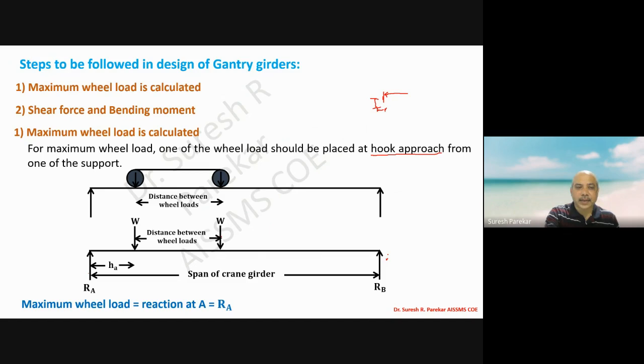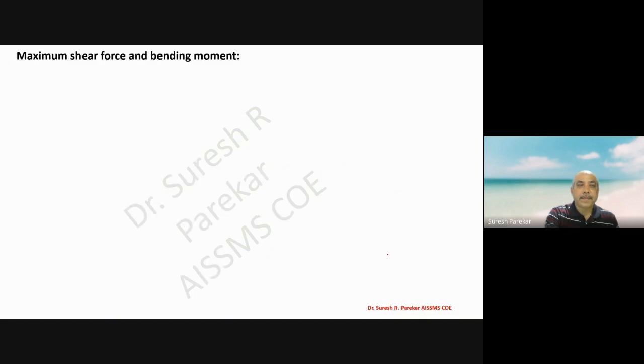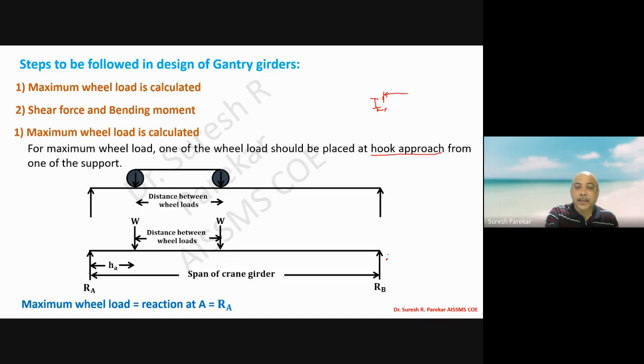So RA and RB. Now the maximum wheel load is equal to the reaction at A, which will be equal to RA. Now, maximum shear force and bending moment. So this is to get the maximum wheel load of the crane girder. We have these four wheels on the crane girders, and that value we are going to get, that is the wheel load from the crane and crane girders.